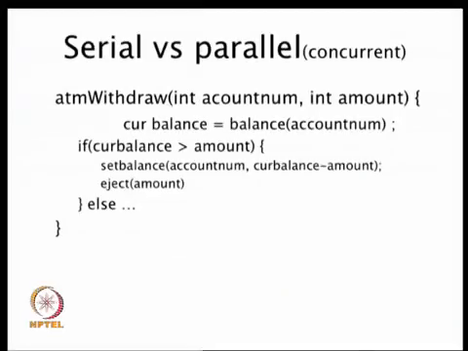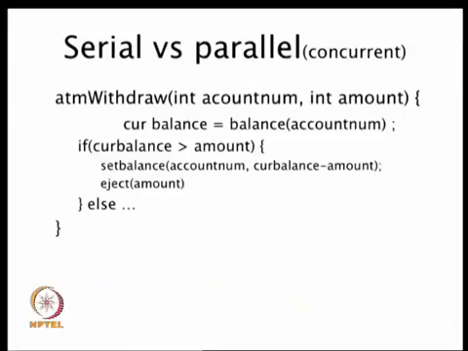Continuing on a little bit more about the concurrent stuff. So, what happens if this program runs in a sequential context? I want to withdraw something from the ATM. I say this is the account number, this is the amount of money to withdraw. You say current balance is equal to query a database. I get the balance of that account number, and if the current balance is greater than that amount, we set the balance to the old balance minus whatever we are withdrawing, and then eject that money from the ATM machine.